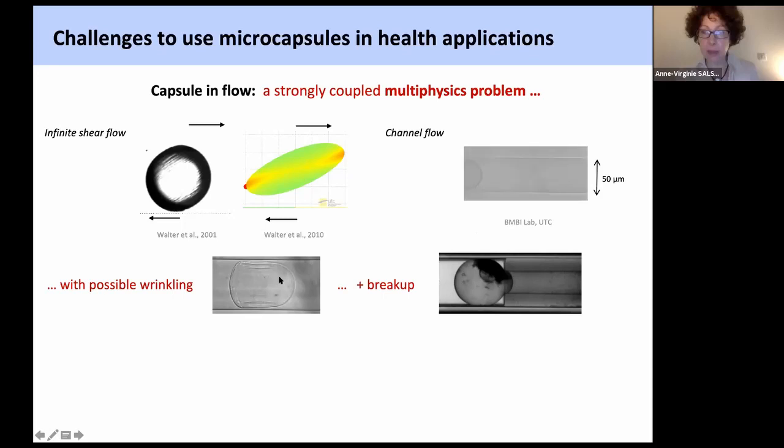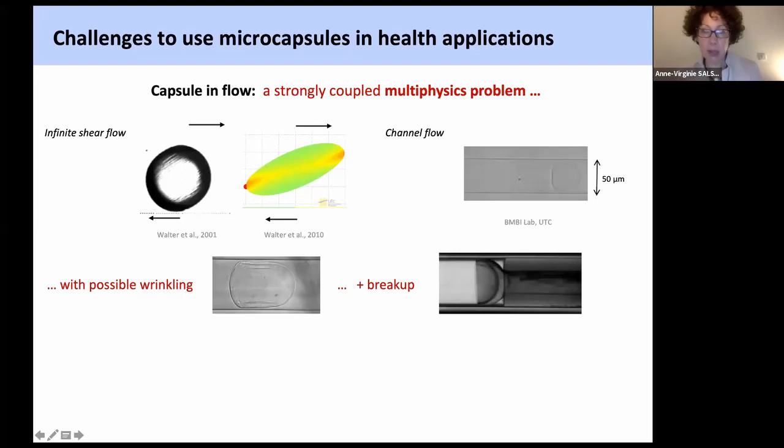That can even lead to, and you can guess on the pictures, different phenomena like wrinkling. Here we see wrinkles that form in the azimuthal direction, and we can go all the way to breakup. So here we have an extreme case where the capsule has to go through a step convergent. The capsule was taken by the flow and arrived at the location where we have the constriction. And then you see that it manages to go through, but sometimes it flows through and sometimes it breaks.